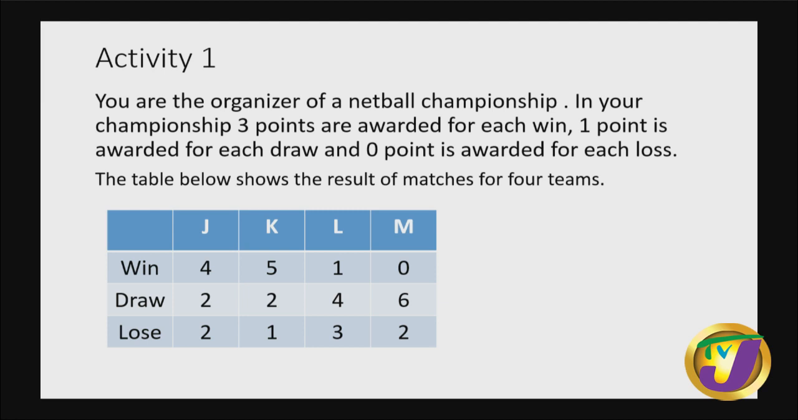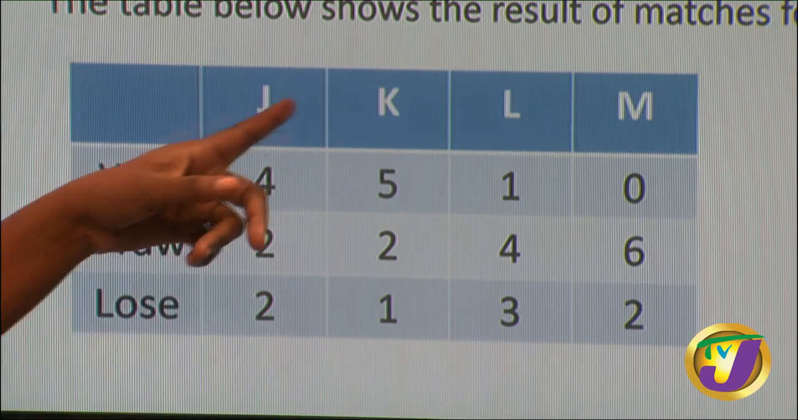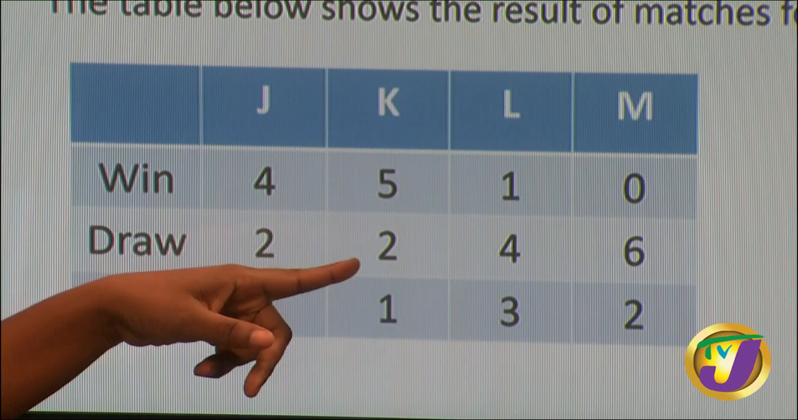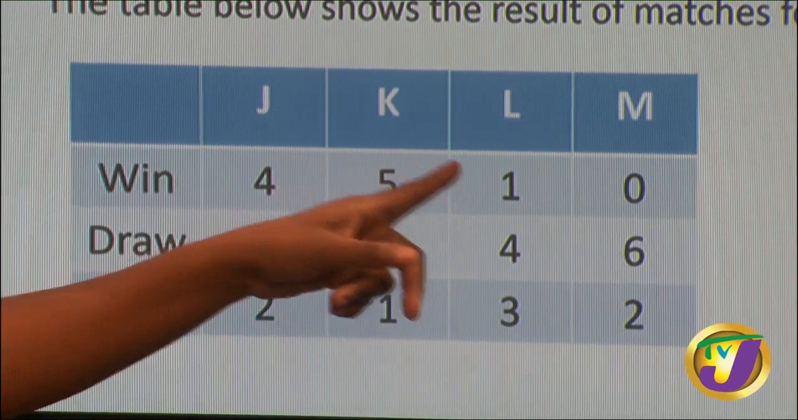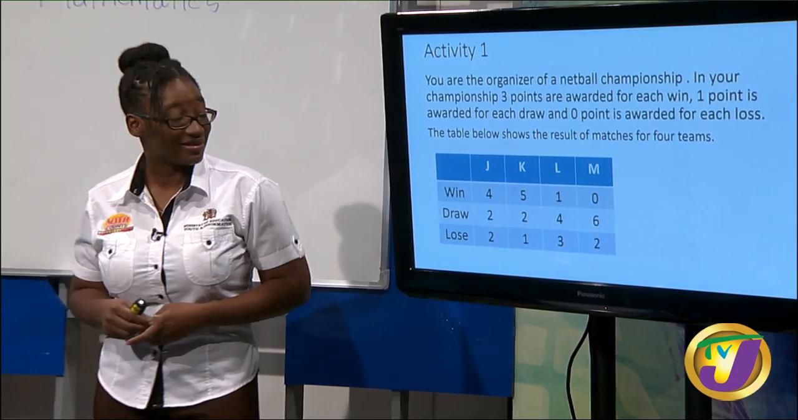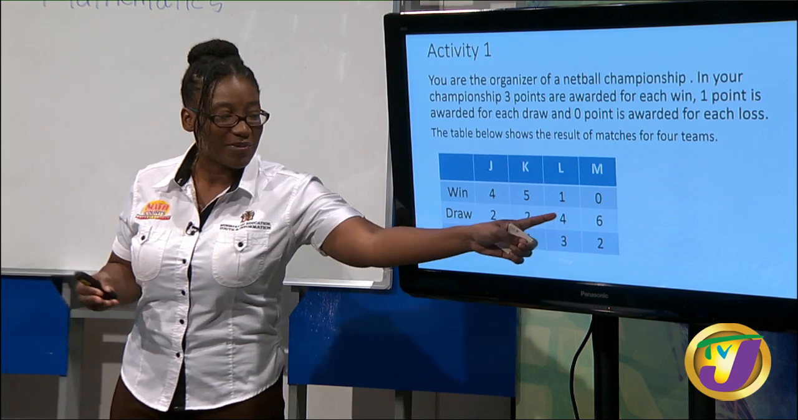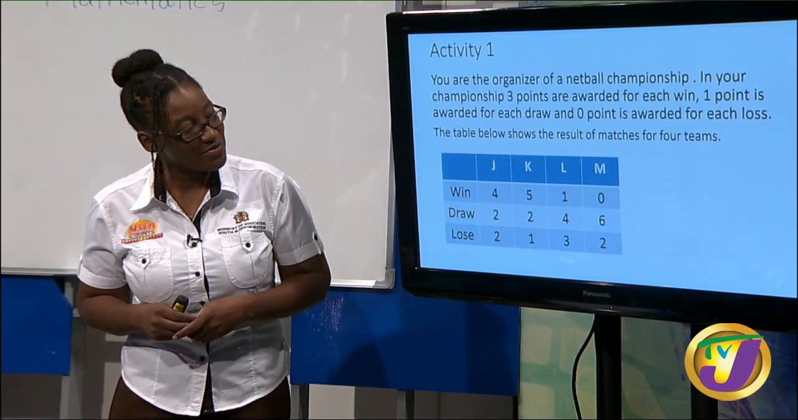We can see from the table how many wins. If we look at Team J, they won 4 matches. They had a draw for 2 of their games, and they lost 2. Team K, 5 wins, 2 draws, 1 loss. And of course, Team L, not so good in the winning, but they make up a little. They drew 4, but they lost 3 matches.